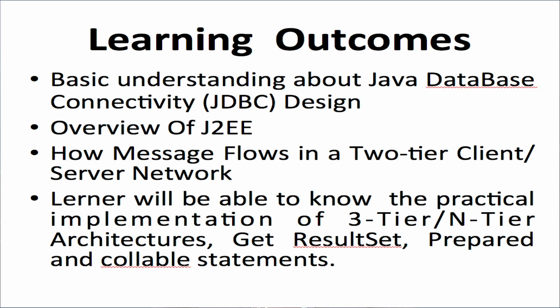The learning outcome of this lecture is a basic understanding of Java database connectivity, design, an overview of J2EE, and how messages flow in a two-tier client server network. The learner will be able to know the practical implementation of the three-tier and n-tier architecture. ResultSet, PreparedStatement, and CallableStatement we have also discussed in the lecture. So the student will be able to understand this PreparedStatement and CallableStatement.